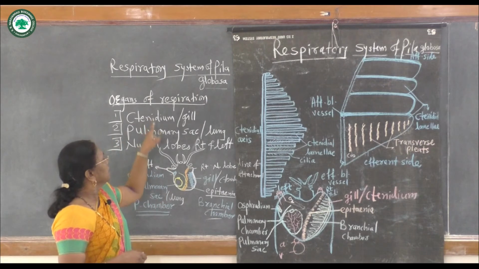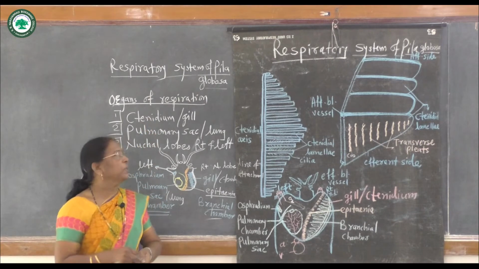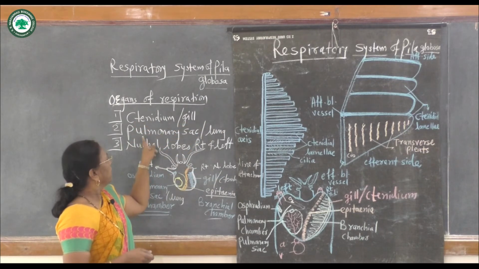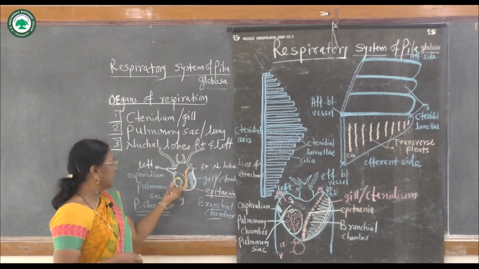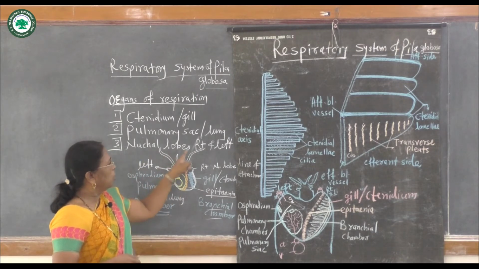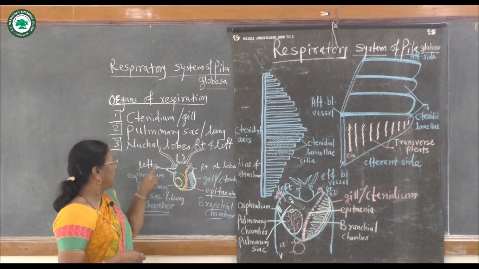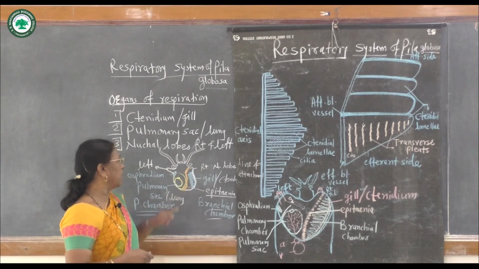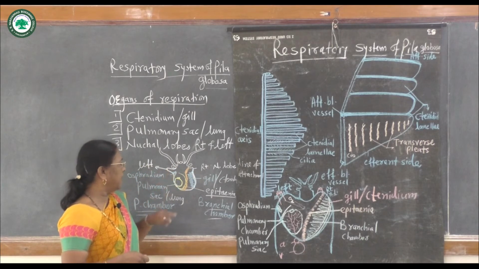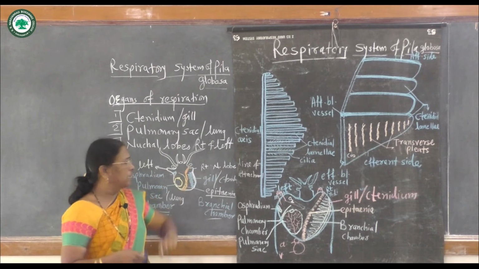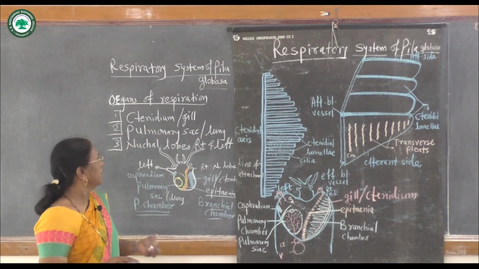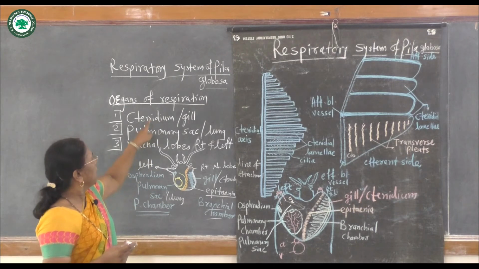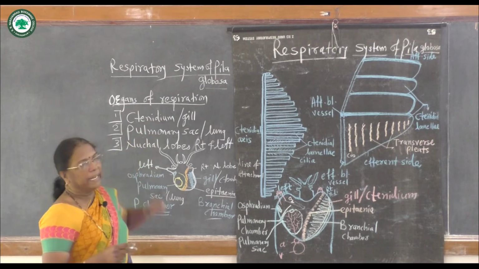These are the main organs of respiration: the single ctenidium or gill, this pulmonary sac or lung, and the nuchal lobes, right and left, the left to the left side of the body and the right to the right side of the body. Through the left, water enters and through the right, water goes outside. These are the organs of respiration. Then we will see all these organs in detail.